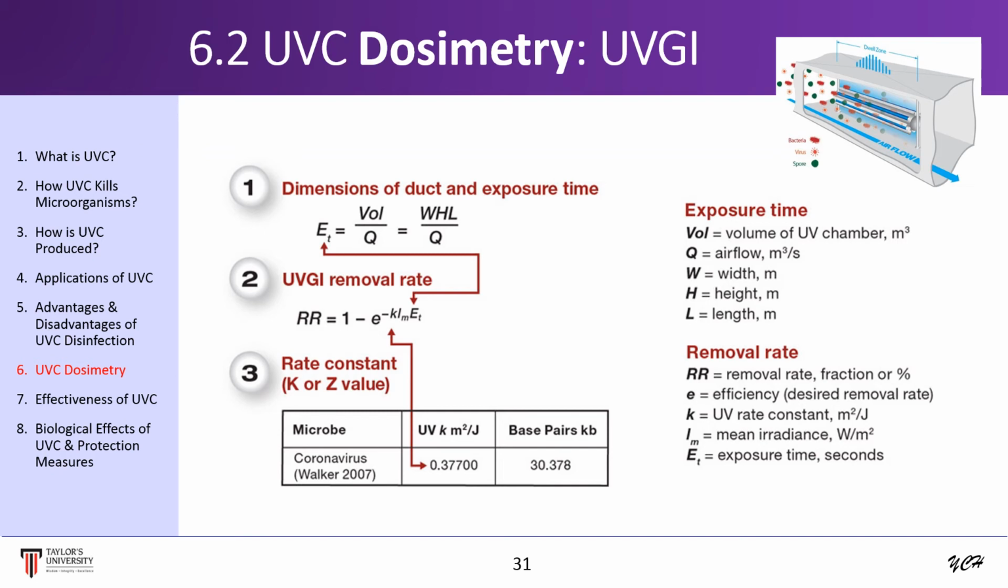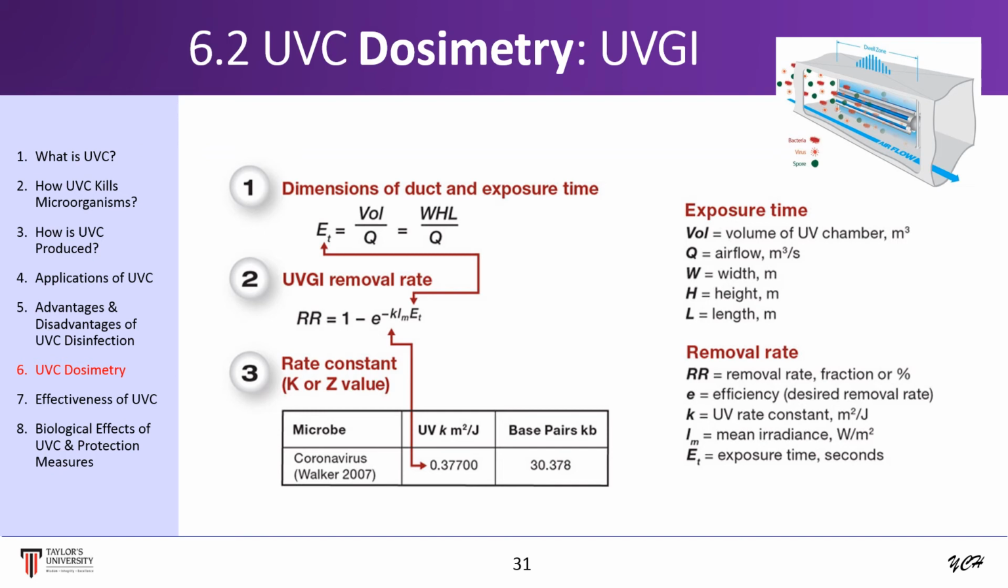Now we move on to air disinfection. Say we have a UVGI unit, an upper room germicidal irradiation unit like this. The first step is to calculate the dimensions of the duct and the exposure time. Using this formula, ET is the exposure time, which is volume divided by Q. Q is the airflow in the unit of meter cube per second. Volume is equivalent to width multiplied by height multiplied by length. From there we can get the exposure time.